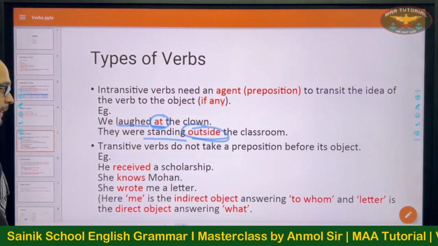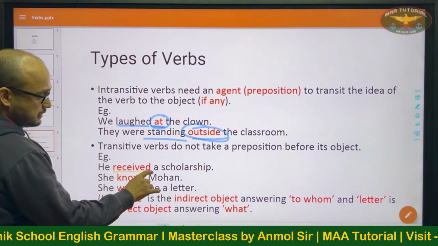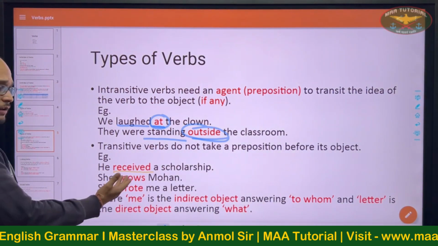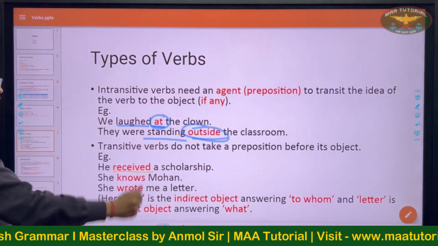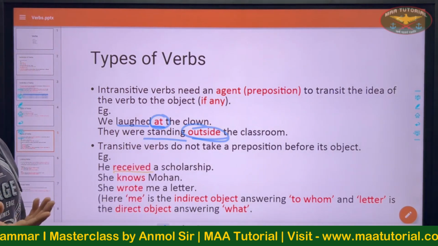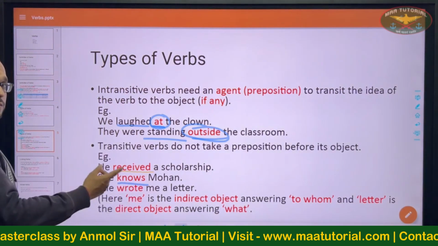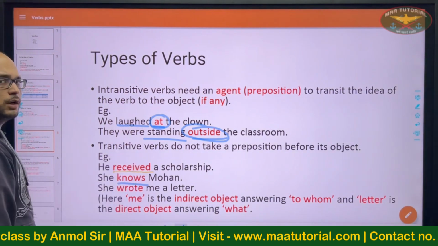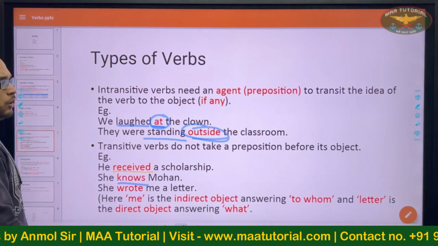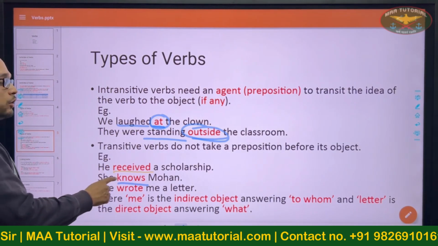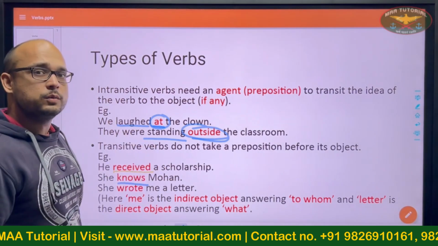Example, he received a scholarship. There is no preposition there. He received a scholarship. Received is able to transit the idea by itself. She knows Mohan. We are not saying she knows to Mohan, or she knows in Mohan, or she knows at Mohan. No, she knows Mohan. Knows itself is transiting the idea towards the object.